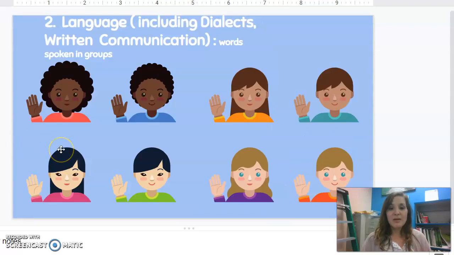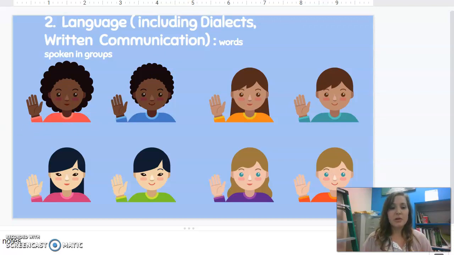And then one that I'm sure you're pretty familiar with is that there are different languages, including dialects, around the world. So even though there are many people in the world that speak English, we have British English, Australian English, South African English, okay? Same language, but a different dialect.